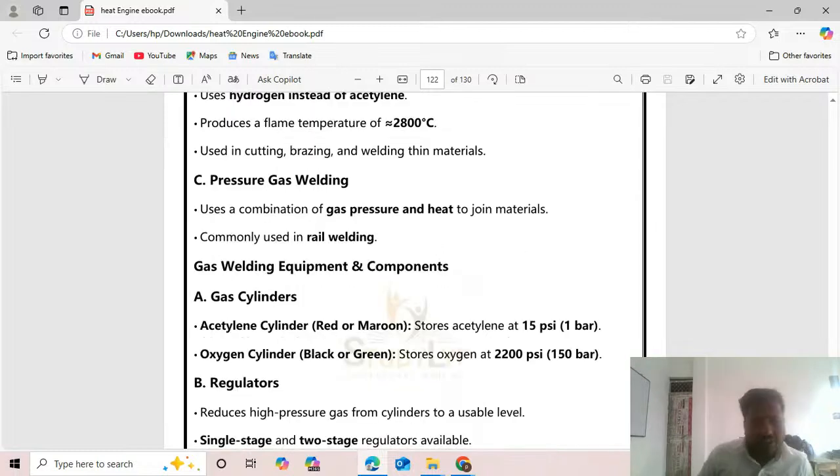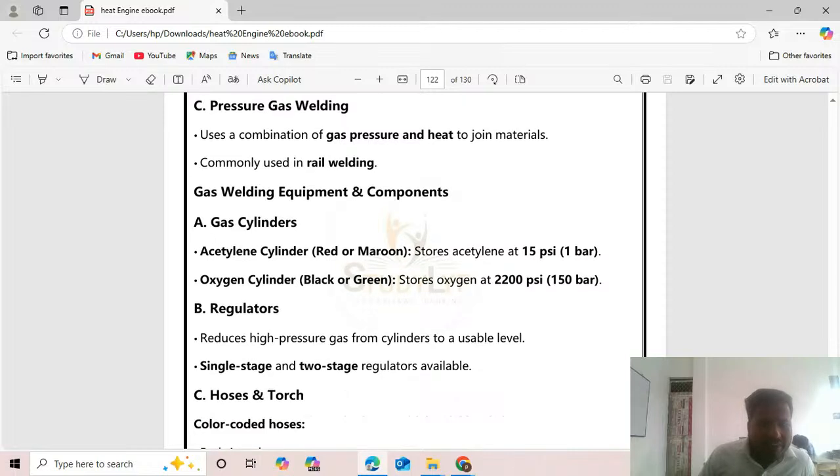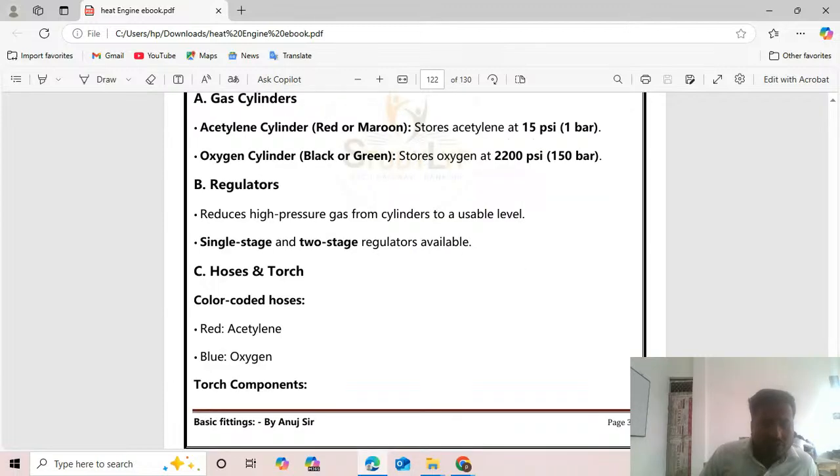Pressure gas welding uses a combination of gas pressure and heat to join the material, commonly used in rail welding. Gas welding equipment and components: gas cylinder. Acetylene cylinder is red or maroon; store the acetylene at 50 psi, 1 bar. Oxygen cylinder is black or green; store the oxygen at 2200 psi, 150 bar. The regulator reduces the high pressure gas from the cylinder to a usable level, and single stage and two stage regulators are available. Hoses and torch are color coded: red for acetylene, blue for oxygen.